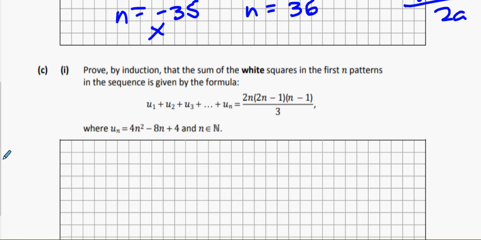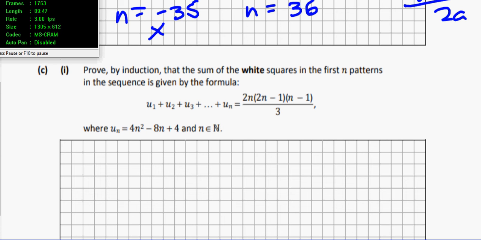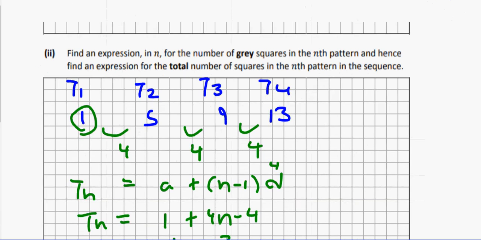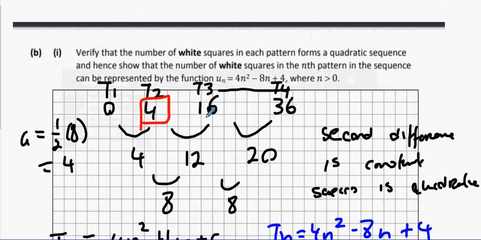Prove by induction that the sum of the white squares in the first n patterns is given by the following formula. Okay, give me a second with that. Okay, let's keep going. Now u1 is 0, u2 is 4, and u3 is 16. We got that from our expressions of the white tiles from earlier.